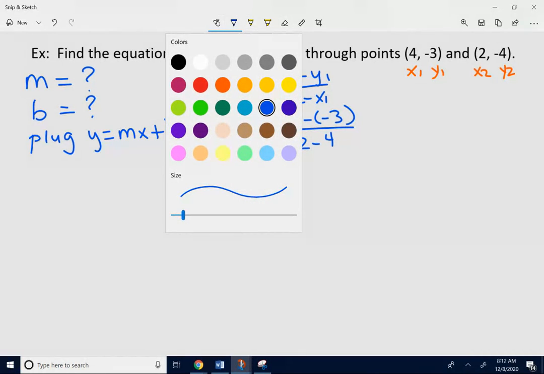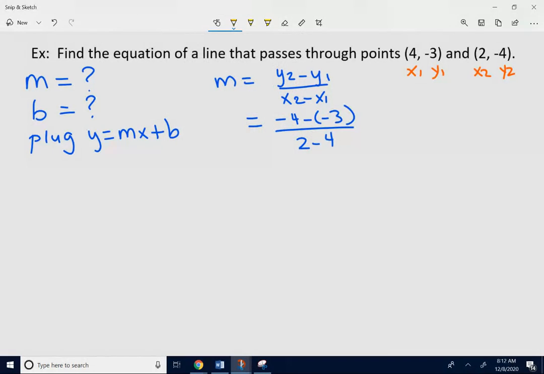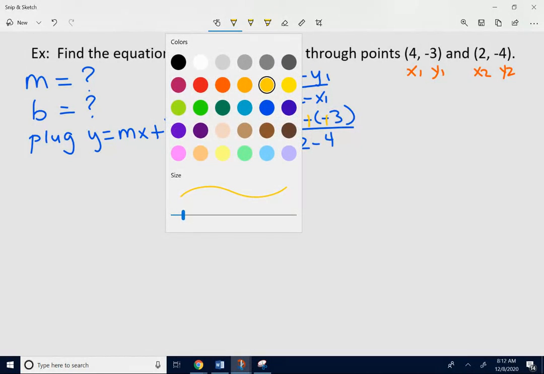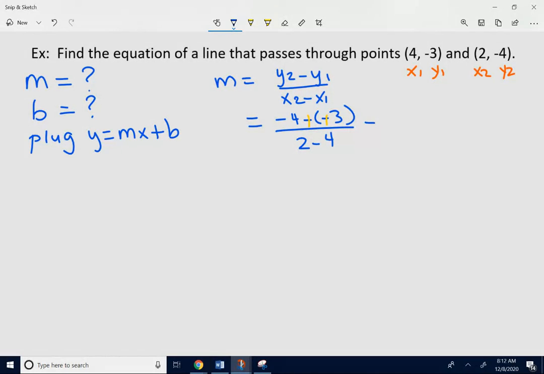I need to do some cleaning up because on the top I see minus a negative. I'm going to make that plus a positive so I don't get mixed up. So when I simplify my fraction here, I have -4 plus 3. That's -1. I have 2 minus 4 on the bottom. That's -2.